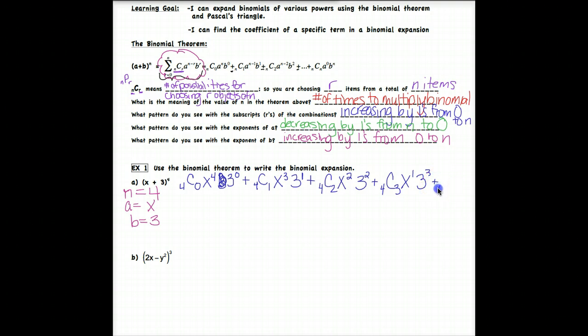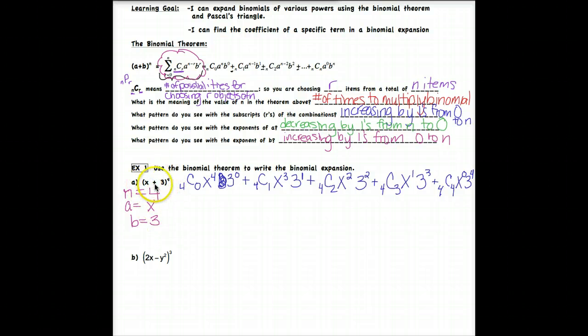Then we've got 4 choose 4, x to the 0, 3 to the 4th. You know that you're done when the n and the r match and your middle one has an exponent of 0. So this is what the binomial theorem says is what we should get when we take x plus 3 to the 4th power. Now this one we could check.